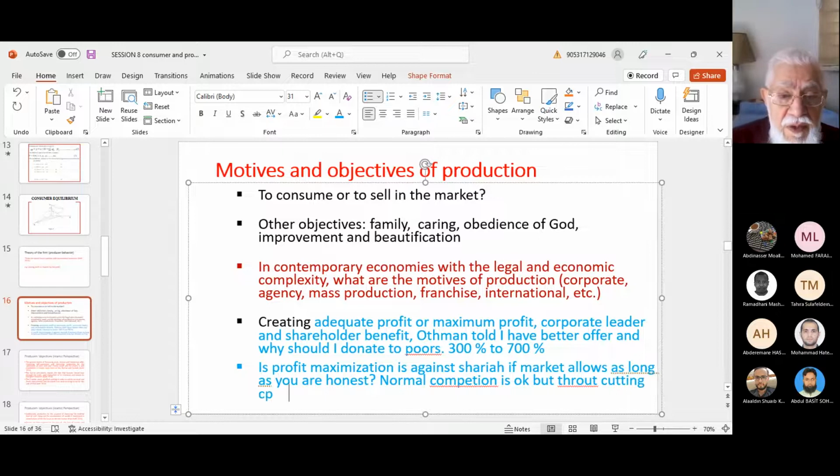Otherwise, depending on the market, the profit rate can be anything, even several multiple. Yes, Tahira, please go ahead.